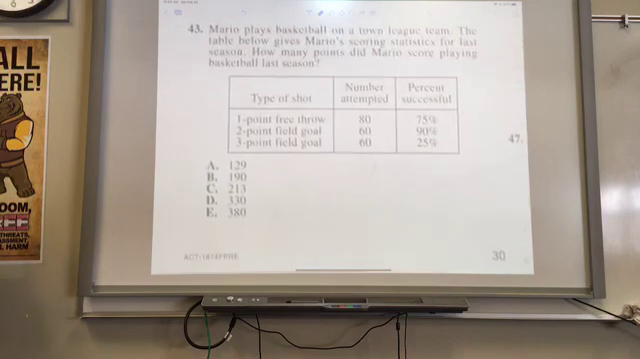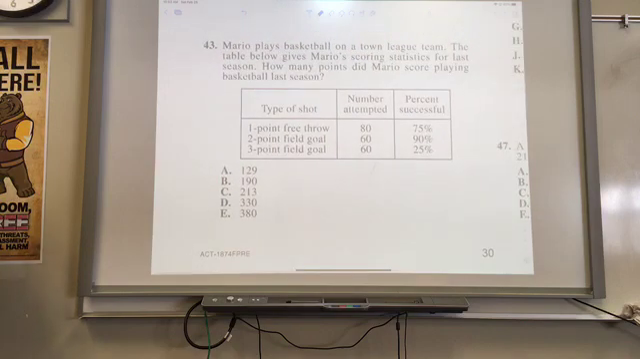All right, I think you guys can do this one, but remember, it's question 43, so there's going to be something a little tricky that some other people might forget to do. All right, see if you get this. Mario's playing basketball, and he has how many types of shots he took, the number attempted, and percent successful. How many points did Mario make?